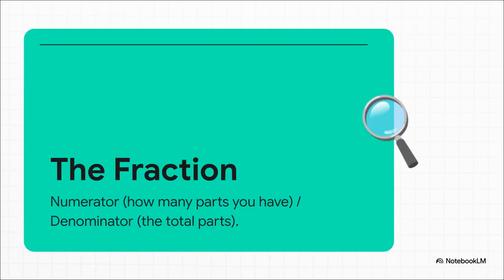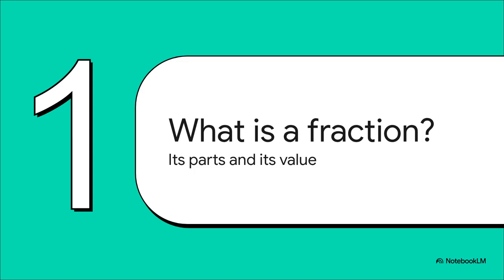At its core, every fraction has two key players. The top number, the numerator, tells you how many slices of that pizza you actually have. The bottom number, the denominator, tells you how many slices the pizza was cut into in the first place. The part over the whole. It's really that simple. Now let's get into the different kinds of fractions you're going to see. Understanding their value and how they're sorted is the first step to mastering them.